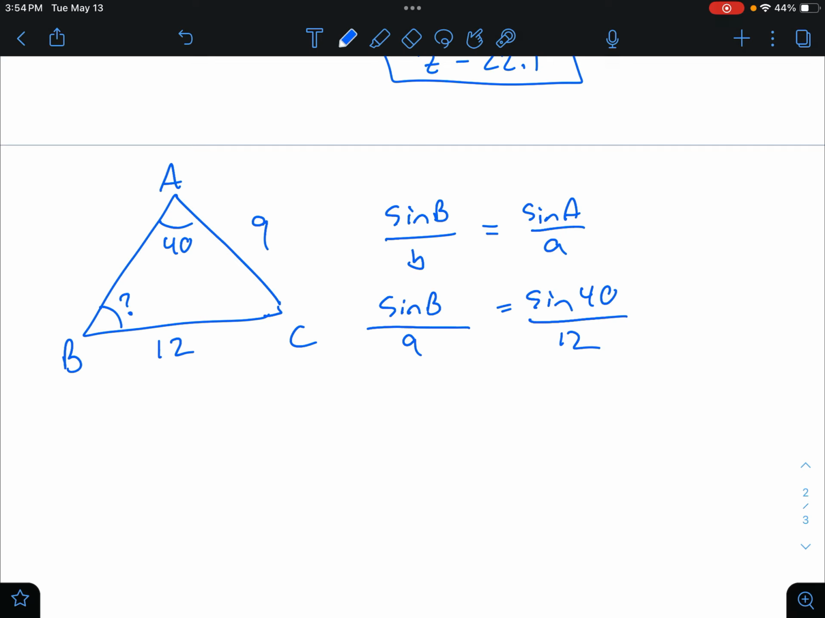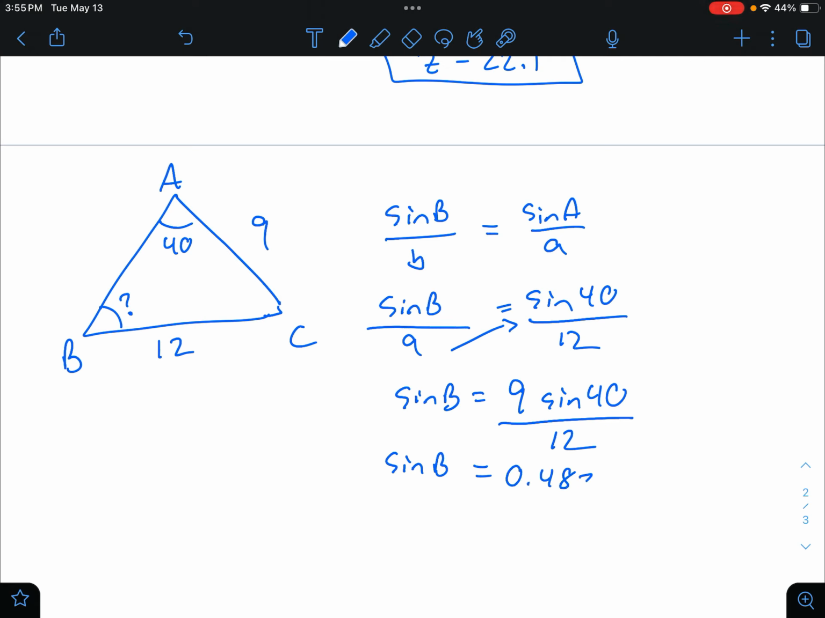Now to solve this, exact same process as the one I just did. This 9 is going to cross up here, and we're going to get sine B equals 9 sine 40 over 12. Now this you're going to punch in your calculator. You type in 9 times the sine of 40, hit equals, divide by 12. You're going to get some decimals. I would recommend that you write out a minimum of 4 digits. You're going to get 0.4821. If you round this too much, like let's say you put 0.5 here instead, when you get the angle for this, it's going to be pretty inaccurate. So I like to keep at least 4 digits here.